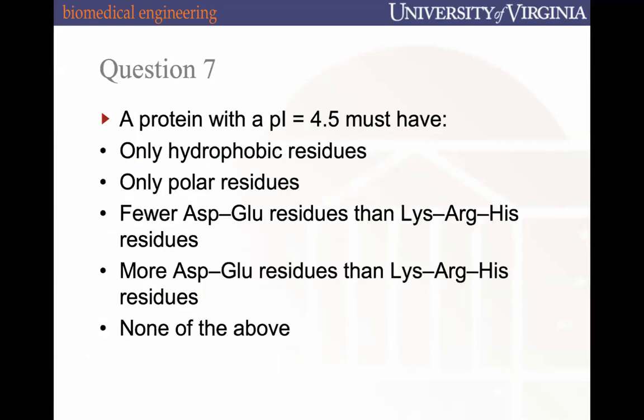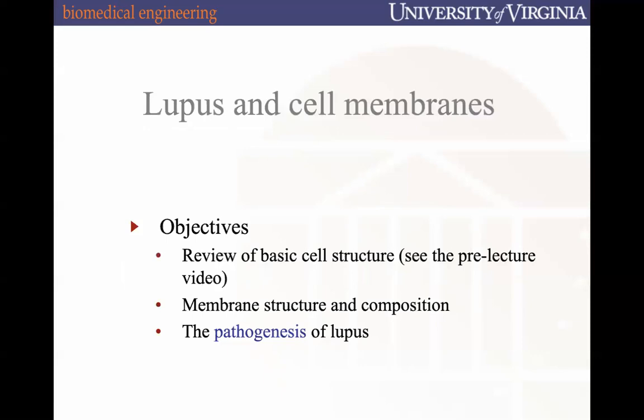All right, and then the last question, a protein with an isoelectric point of 4.5 must have more hydrophobic residues, only polar residues, fewer aspartate and glutamate residues than lysine, arginine, and histidine, more aspartate and glutamate residues than lysine, arginine, histidine, or none of these answers. More, yes. All right, good job, everyone.